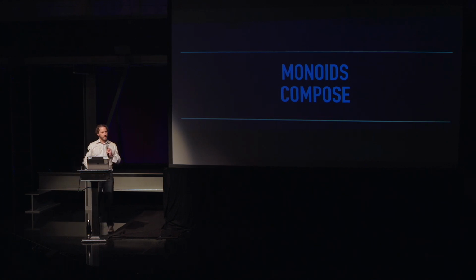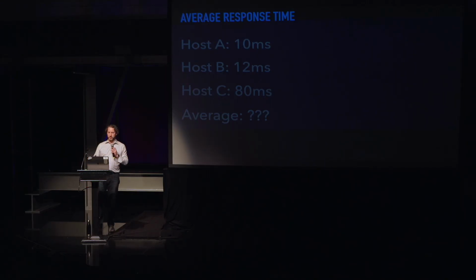Okay, the second thing that we get from using monoids is composability. So what does that mean exactly? It means that if we have monoids on two simple data types, we can turn that into a monoid on the pair of the data types. For a concrete example, let's go back to talking about average response times. We had a service deployed out to 3 hosts, and each one independently has an average response time. What are we going to do in order to get the average for the entire system?